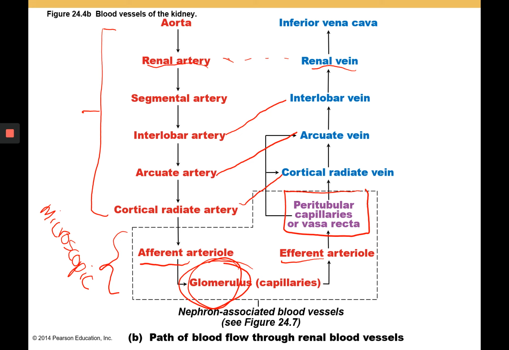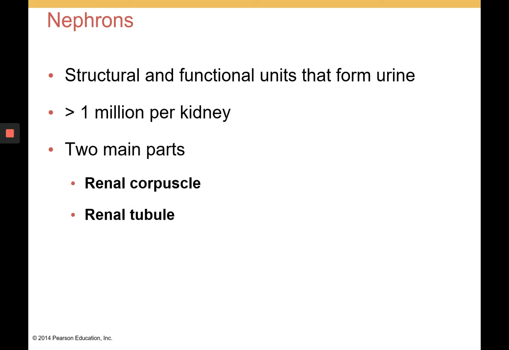So just practice that vasculature. And don't forget what makes the blood vessels or the vasculature for the kidney unique. There are 2 capillary beds and 2 arterioles. So now let's look at those nephrons.